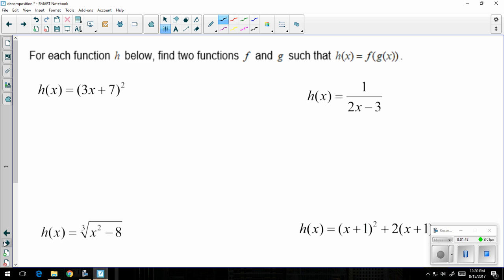So we have 4 examples here. It says, for each function h below, find two functions f of x and g of x such that h of x equals f of g of x. Now, remember, with compositions, order was important. So once again, with decompositions, order is going to be important. If you take a look at the directions, the g of x is going to be our inside function.